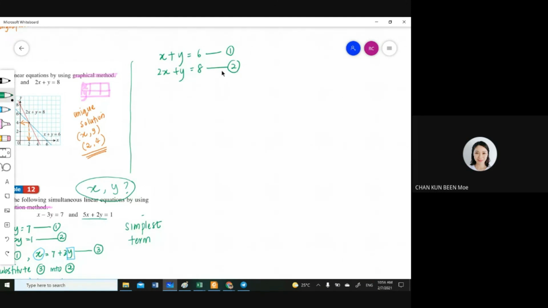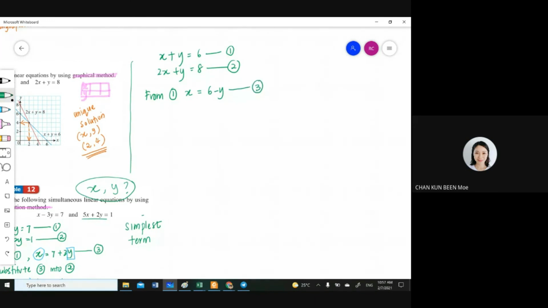You can use the second equation. You also can use the first equation. Okay, I assume we take this one, the simplest one. So from equation 1, I'm going to express the value of x in terms of y. So x equal to 6, send the y over becomes minus y. So this will be, make it longer, the third equation.